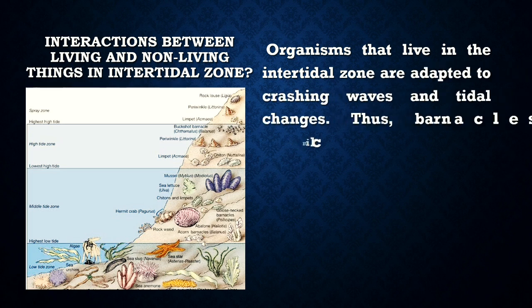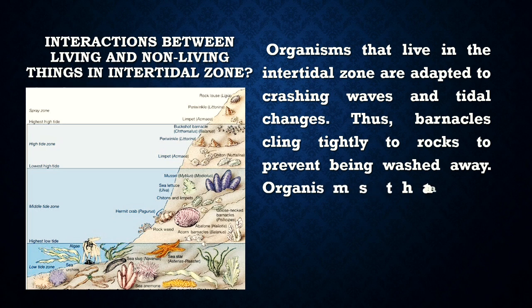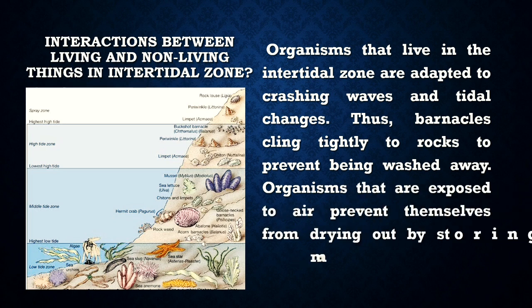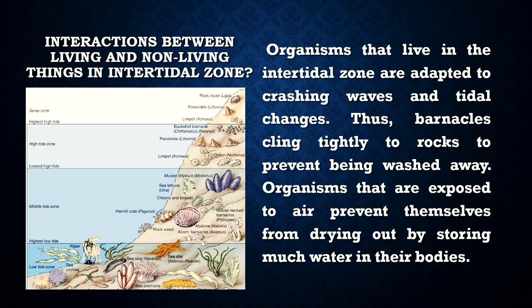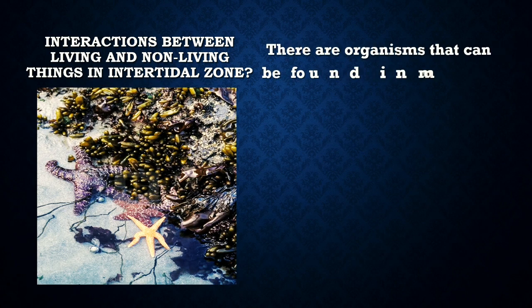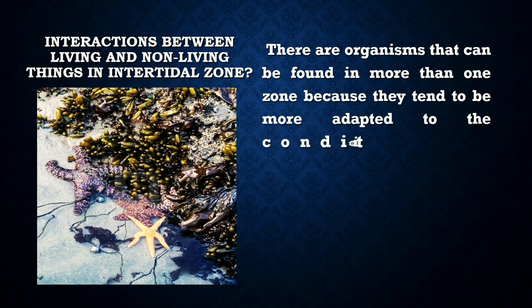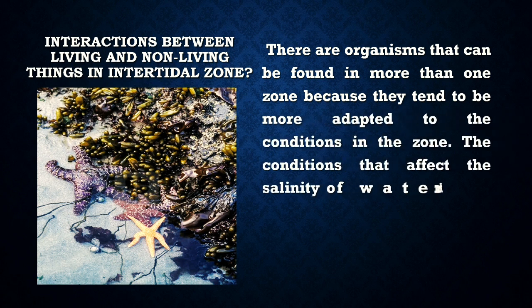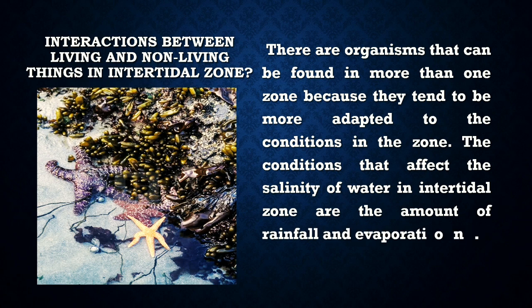Organisms that live in the intertidal zone are adapted to crashing waves and tidal changes. Thus, barnacles cling tightly to rocks to prevent being washed away. Organisms that are exposed to air prevent themselves from drying out by storing much water in their bodies. There are organisms that can be found in more than one zone because they tend to be more adapted to the conditions in the zone. The conditions that affect the salinity of water in the intertidal zone are the amount of rainfall and evaporation.